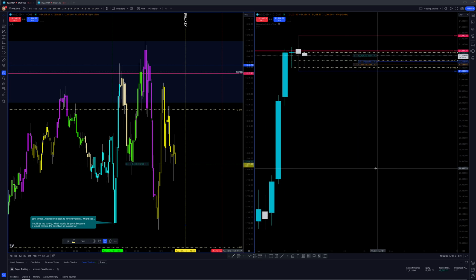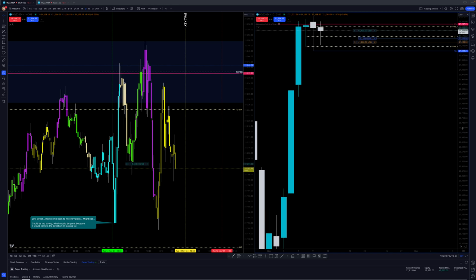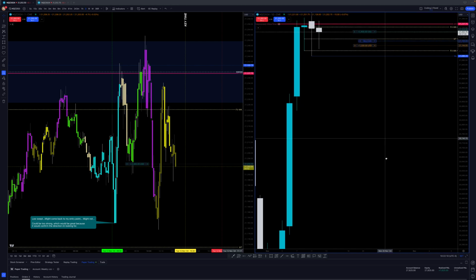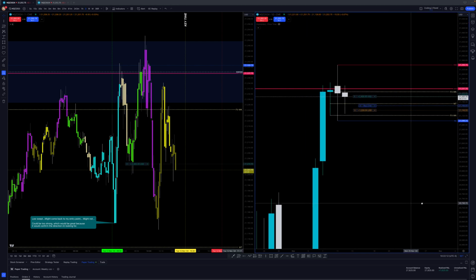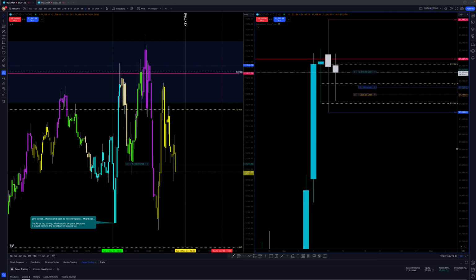So let's try to really zoom in here. This was that wick that I was telling you about. And once again, this is all ICT stuff as far as the wicks and things go. So from this high, the premium, the equilibrium, and the discount.